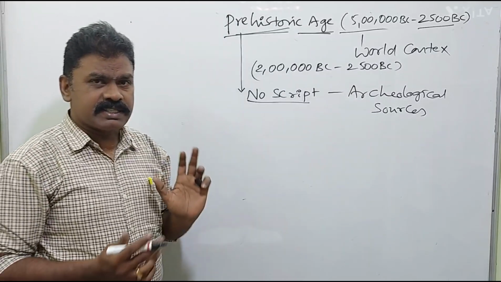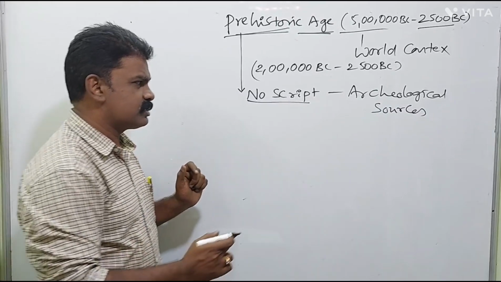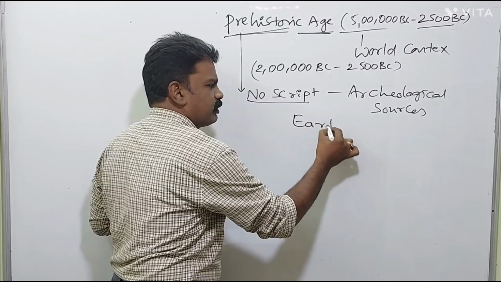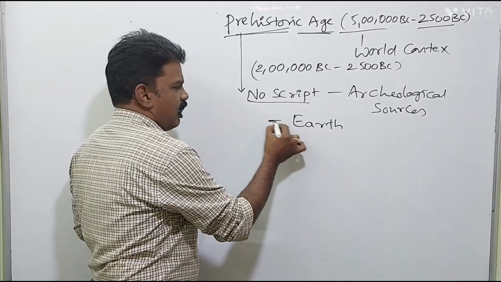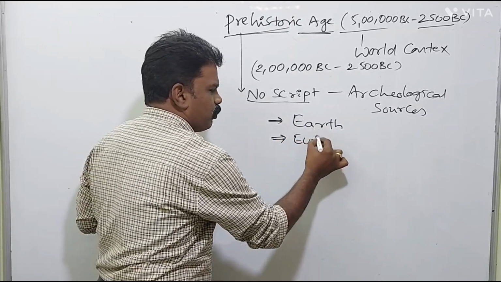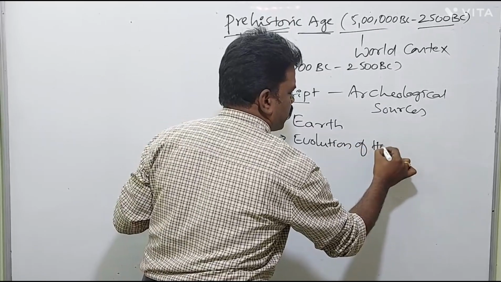The history which has no script is called the prehistoric age. And what will we discuss in the prehistoric age? We are going to discuss the evolution of the earth. That is one point to understand. After the evolution of the earth, next is the evolution of humankind.